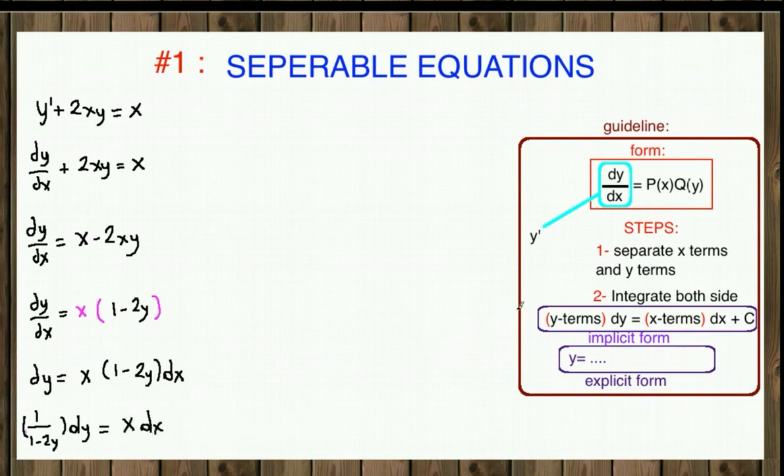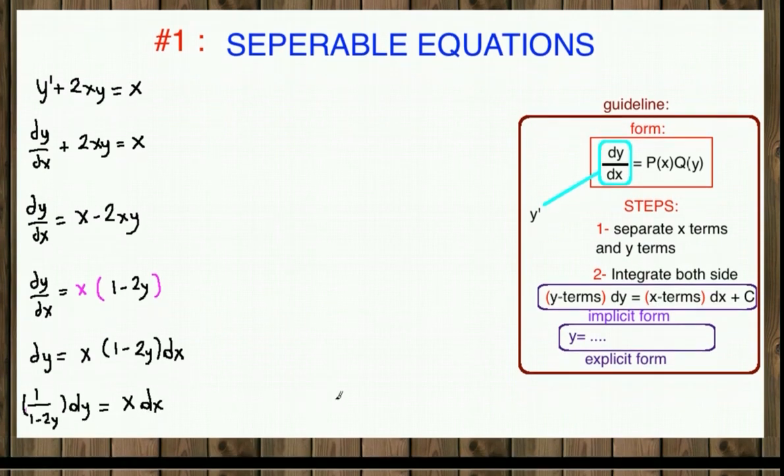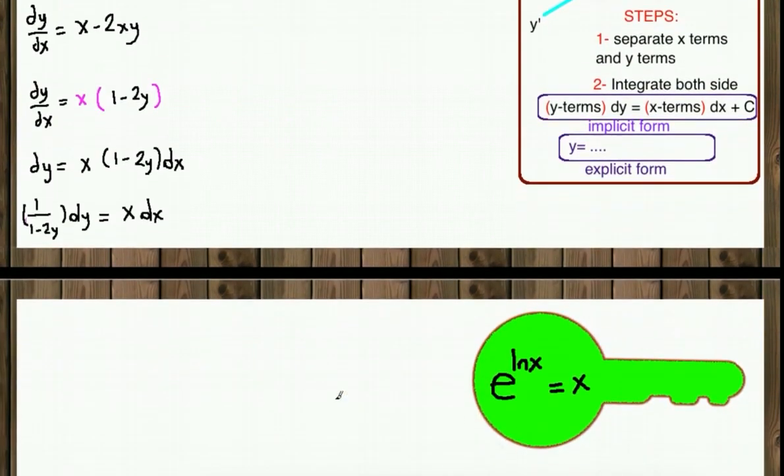Now we have completely separated the variables. x terms are on one hand side with dx and y terms are on the other hand side with dy. Now we can start integrating both sides. Now we are going to integrate the left and right hand side.